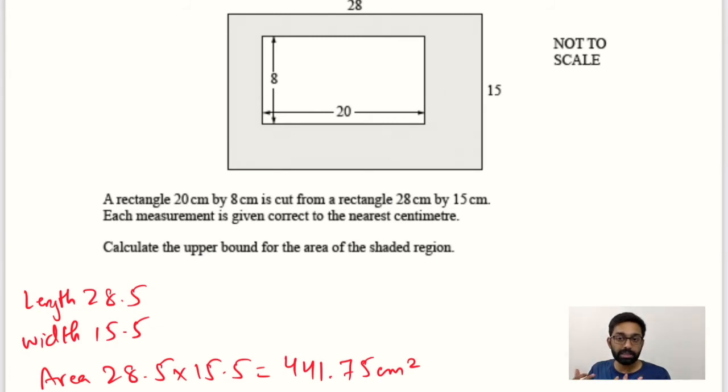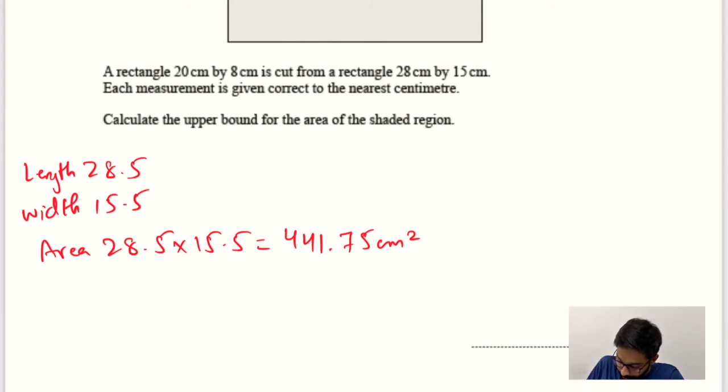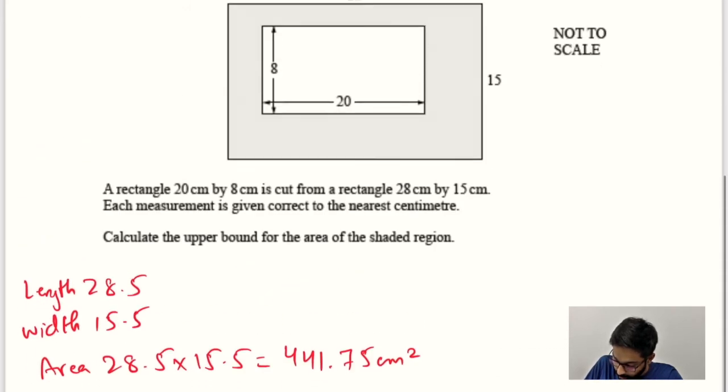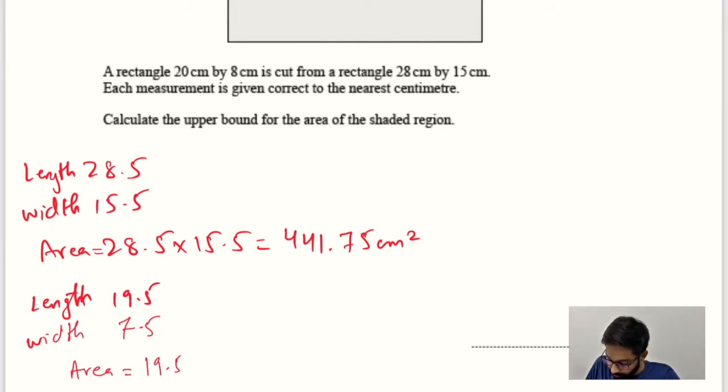Now to find the area of the smaller rectangle, you use the lower bounds of their dimensions because we're trying to maximize the shaded area. So for the smaller rectangle, the length that you use is 19.5, and the width that you use is 7.5. Of course, to find the area, you multiply 19.5 with 7.5.